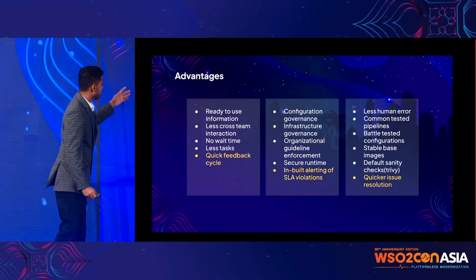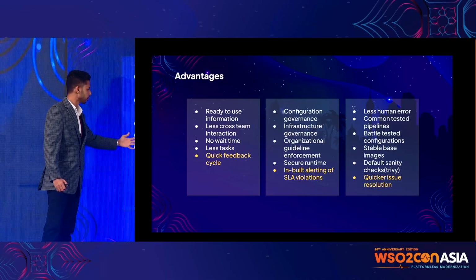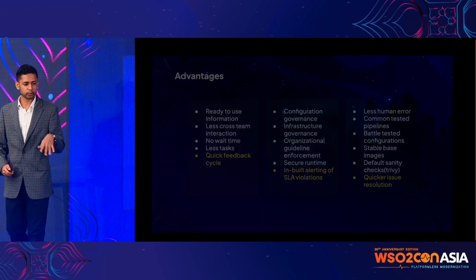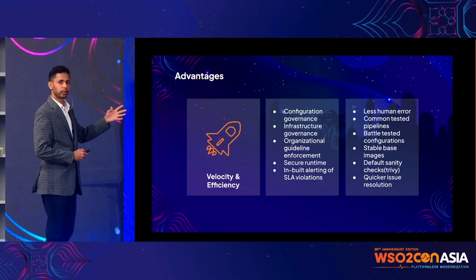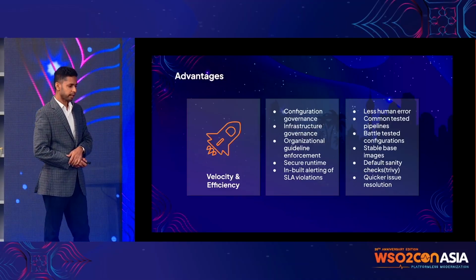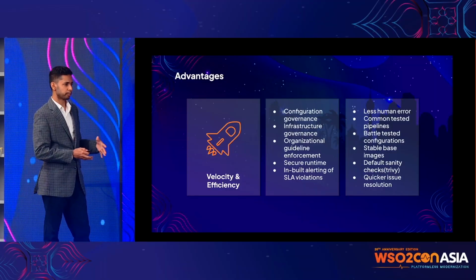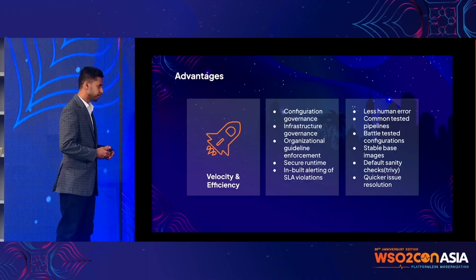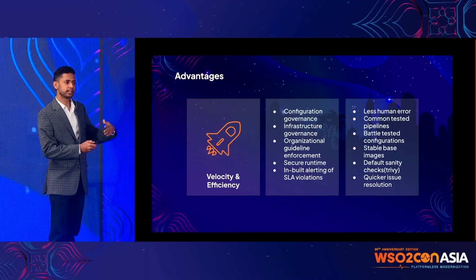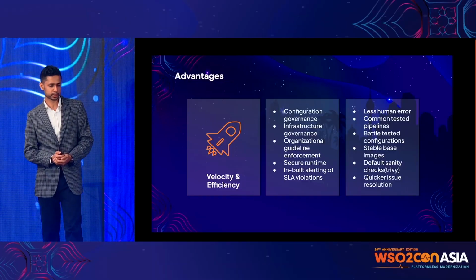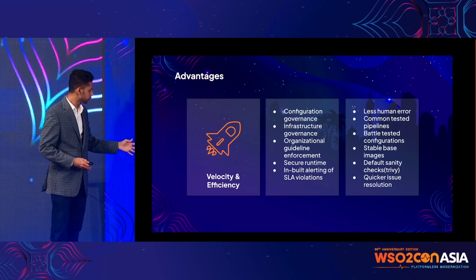So the first column: ready-to-use information, less cross-team interaction, no wait time, fewer tasks, quick feedback cycles, all boils down to velocity and efficiency. Saeed from Vitality Group talked about this one, and then Kenny from Wipro also talked about how they have improved their velocity by developer platform. Saeed, when asked about the best innovation that he had done, said it's the investment in the mobile delivery platform that we have done, which has increased our efficiencies by 40%. That's what self-serviceable internal developer platforms do. They will increase your efficiency and velocity.